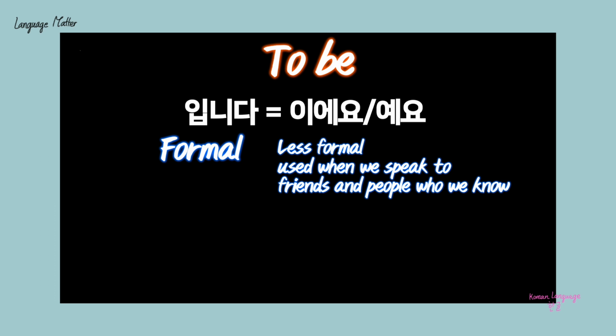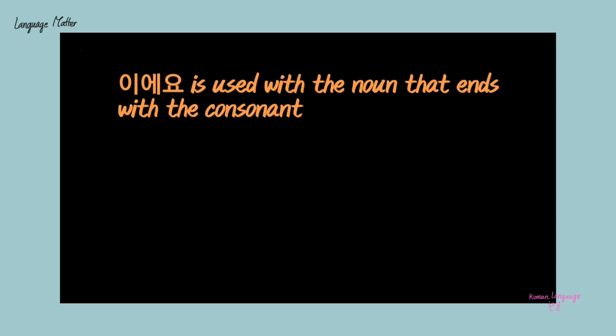You can use it to make most sentences that have the be verb in English. However, unlike the formal ending 입니다, which is always spelled the same, 이에요 and 예요 has two versions. The difference is how it sounds. It's phonetic. 이에요 is used with a noun that ends in a consonant sound.